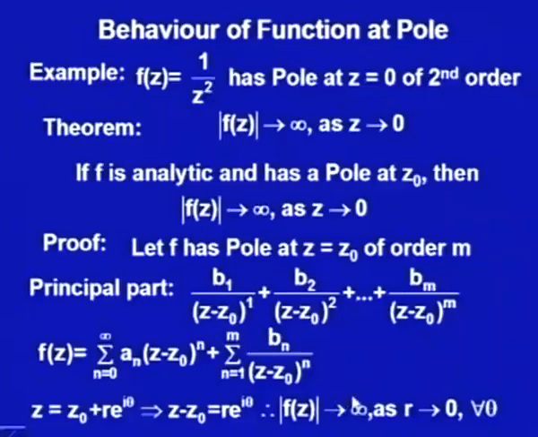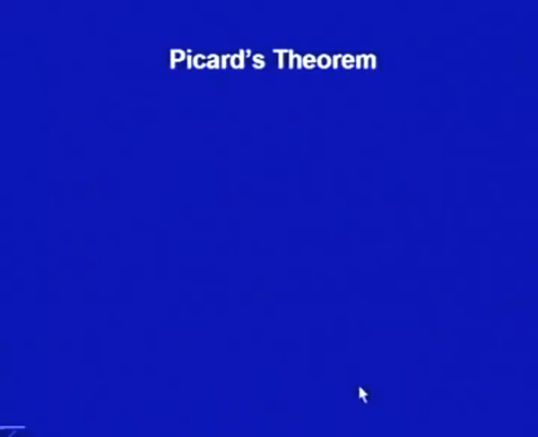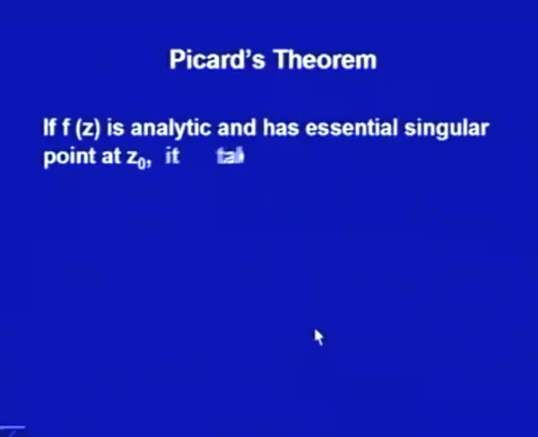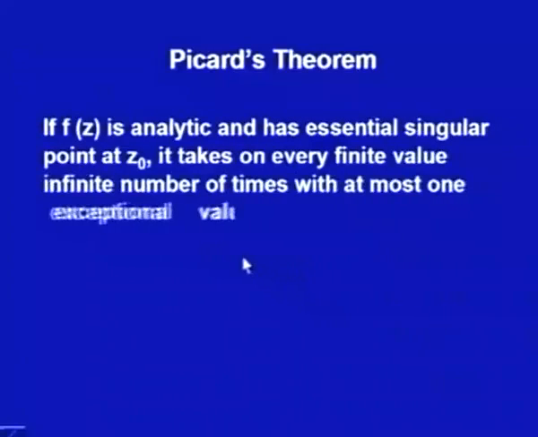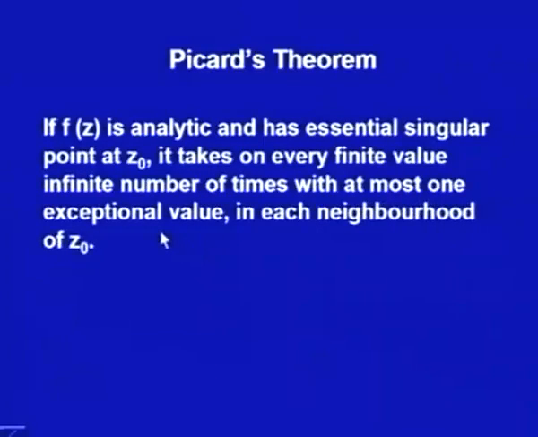Now, this is happening for every pole. Now, what is the behavior at an essential singularity? This is explained by Picard's theorem. Let us first write it; I will just give you Picard's theorem. Of course, we are not going to prove it, but I will show you how this is happening.